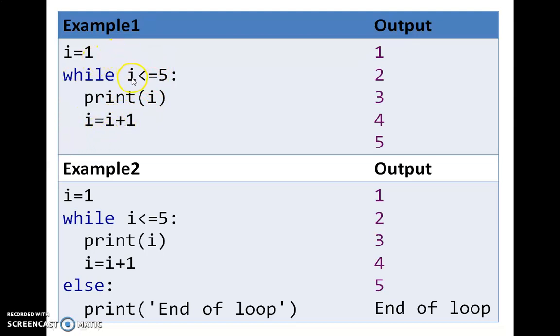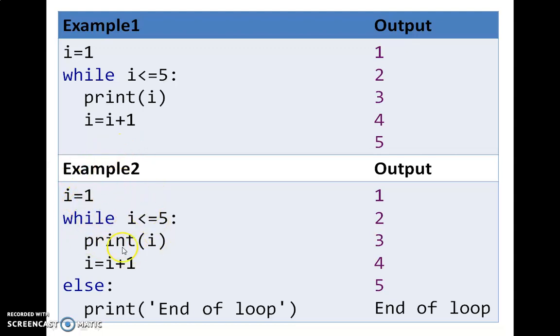Control once again passes to the condition. 3 less than or equal to 5, true. So 3 is printed, i becomes 4. Once again it goes back to the condition. 4 less than or equal to 5, true. 4 is printed, i becomes 5. Now again the condition is tested. 5 less than or equal to 5, true. So 5 is printed, i becomes 6. Now when the condition is tested, 6 less than or equal to 5, the condition is false. So when the condition becomes false, control jumps out of the loop and the loop is terminated.